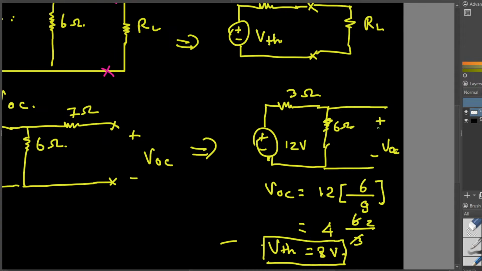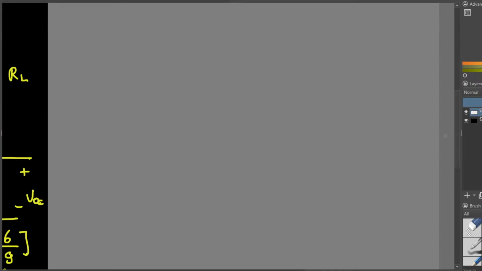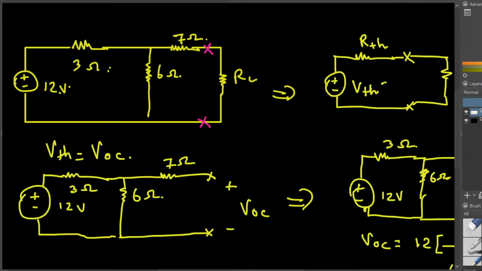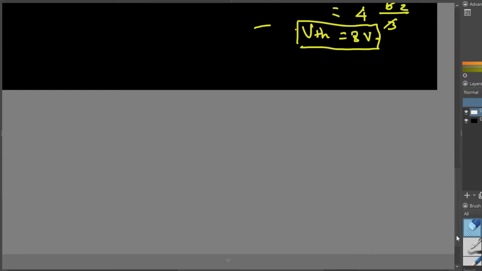Now we have the VThevenin. We replace this circuit with VThevenin and RThevenin. We found one value, that is 8 volts. Now only one unknown remaining here, RThevenin. How can we find the RThevenin? There's a rule for RThevenin that if the circuit has only independent sources, you have to kill all the independent sources and find R equivalent.